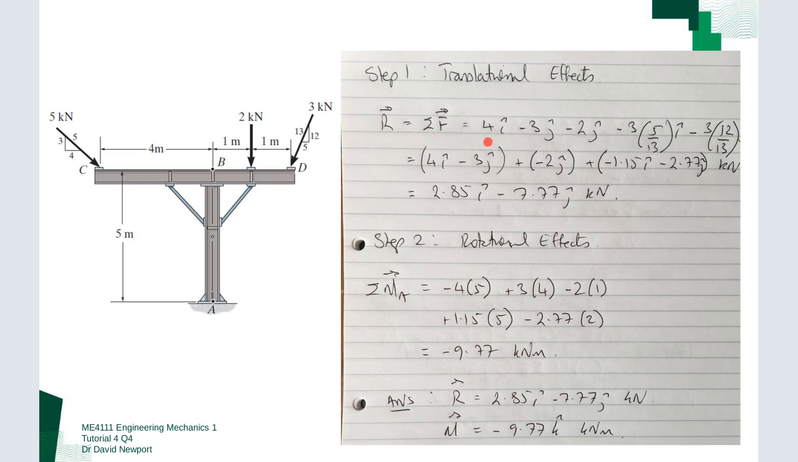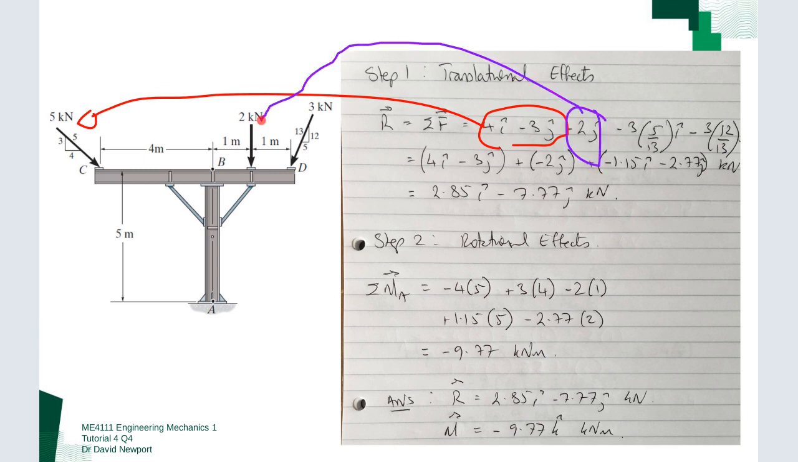All right, so if I look at the translational effects, you can see that I've decomposed each force acting on this frame into its i hat and j hat components. So this 5 kilonewton force I've replaced with 4 i hat minus 3 j hat. You should see how I got that. We have the minus 2 j hat, which is this one here. And then I have this green force here. I decomposed each of those into the i hat and j hat components. I just lost the j hat off the edge of the sheet there, just by clipping.